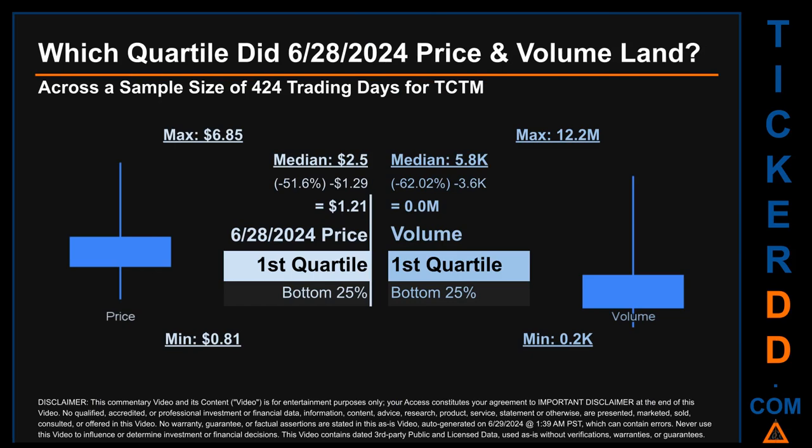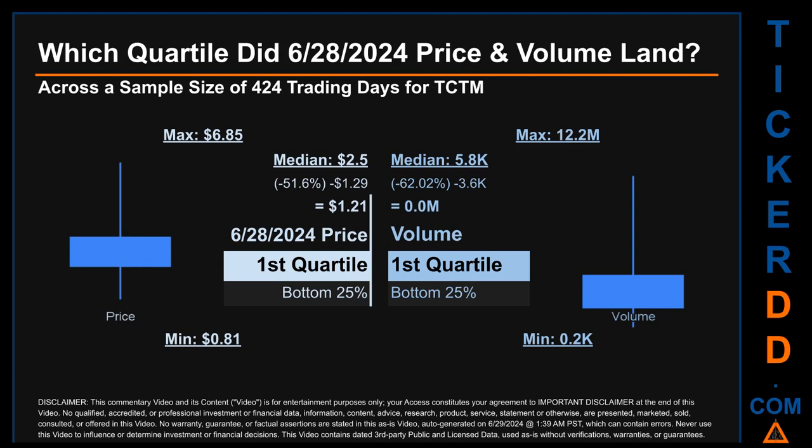Which quartile did June 28, 2024 price and volume land? Across a sample size of 424 trading days, the maximum end-of-day price for TCTM was $6.85 while the minimum was 81 cents. Within that price range, June 28, 2024 price, of $1.21, landed within the first quartile, meaning it was within the bottom 25% of all sampled end-of-day prices. The day's volume landed within the first quartile, at the bottom 25% of all sampled daily volume, which saw a max daily volume of 12.2 million and a minimum of 0.2 thousand.